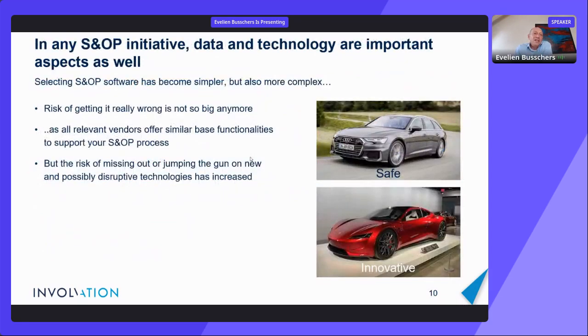Okay, and then there's one aspect that I'd also like to take out, not because it's more important than the others, but partly because it's the topic of today: software selection, making sure that you have the right IT infrastructure, the right solutions and systems to support your process. Because even though everybody will argue that S&OP is not about systems, without systems there will be no S&OP.